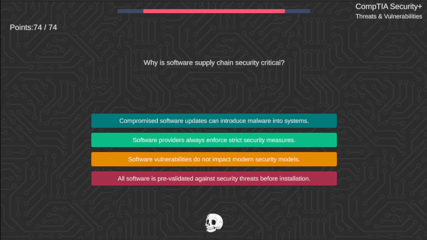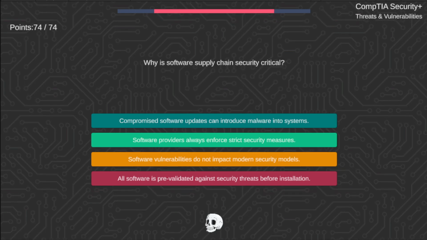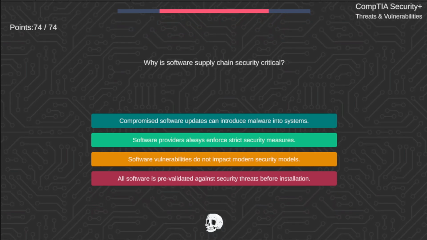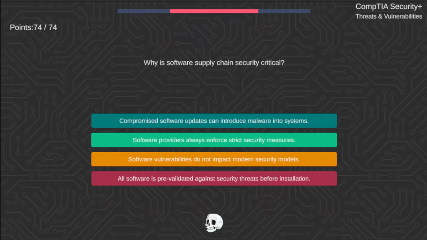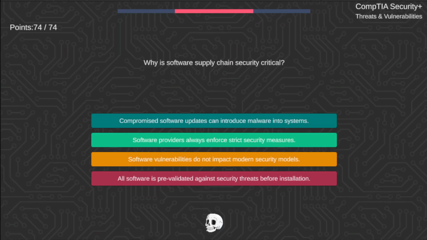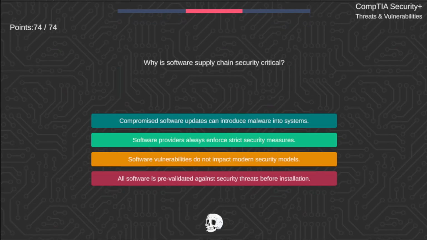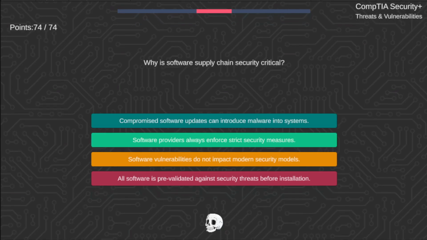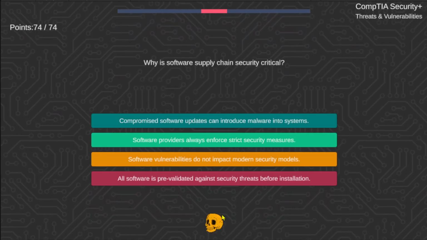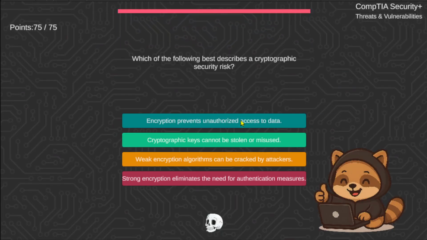Why is software supply chain security critical? Compromised software updates can introduce malware into systems. Software providers always enforce strict security measures. Software vulnerabilities do not impact modern security models, or all software is pre-validated against security threats before installation. Why is software supply chain security critical? Correct answer is compromised software updates can introduce malware into systems.